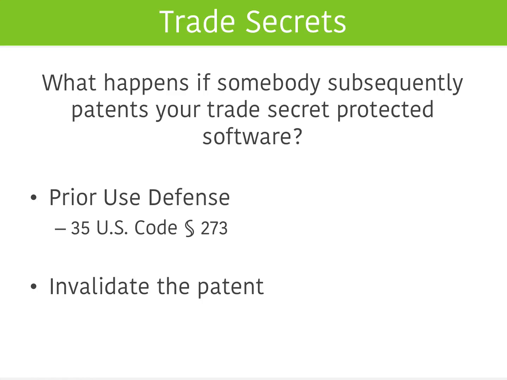So what happens if somebody subsequently patents your trade secreted product or your software? This is a question that we get a lot from our clients: if I decide to go the trade secret route, what if somebody later patents it and then tries to prevent me from actually using the software even though I had been using it previously? The 2 major ways you can go about it are the prior use defense, basically which states that you were using it prior to them patenting it, or you can also seek to invalidate the patent. And so we'll talk about each of these quickly in turn.